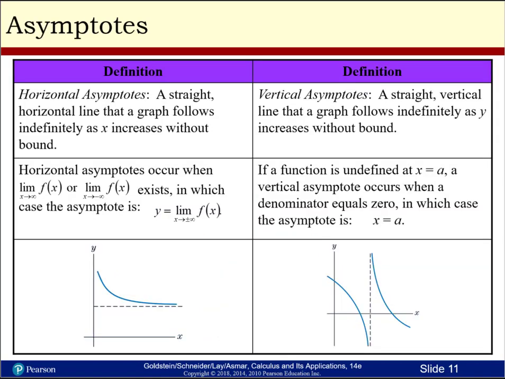Asymptotes. A horizontal asymptote is a straight horizontal line that the graph follows indefinitely as x increases without bound. A horizontal asymptote is going to occur when the limit as x goes to infinity of f of x, or the limit as x goes to negative infinity of f of x exists, in which case the asymptote is y equals the limit as x goes to positive or negative infinity of f of x.